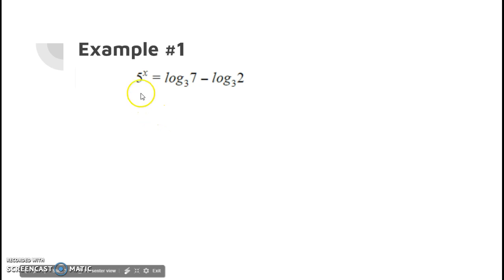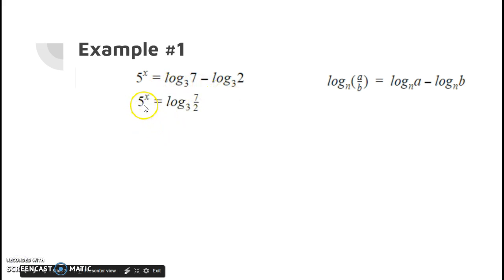So for our first example, I have 5 raised to the power of x equals log base 3 of 7 minus log base 3 of 2. So first, as you remember from the previous slide, I went over the laws of logarithm, and as you can see right here, this is expanded form, and you can shorten it into the condensed form. And that form would be log base n of a over b. And so once you have shortened the expanded form, you would get 5 raised to the power of x equals log base 3 of 7 over 2.